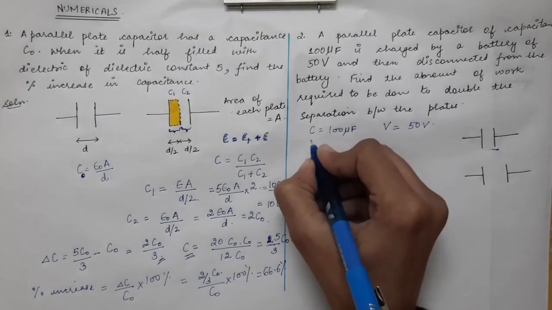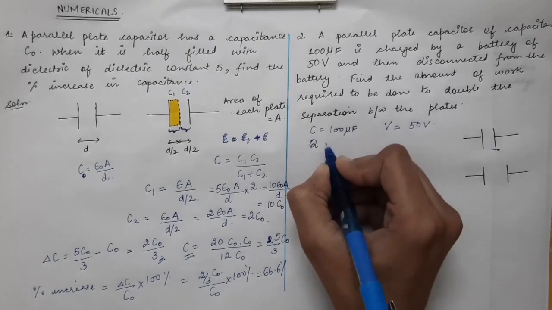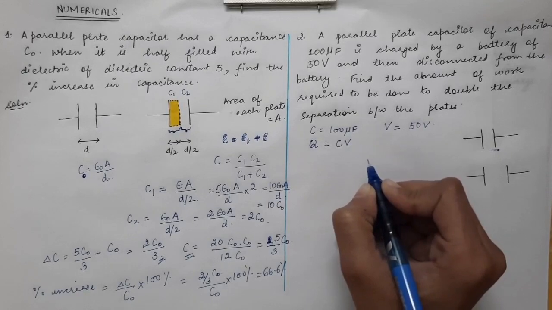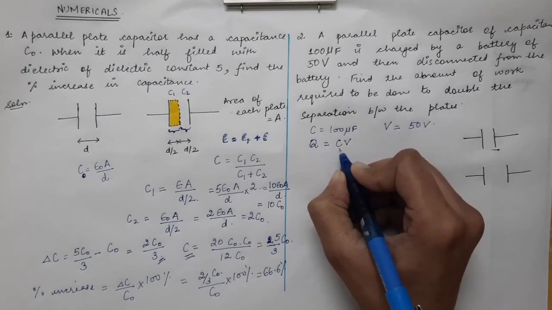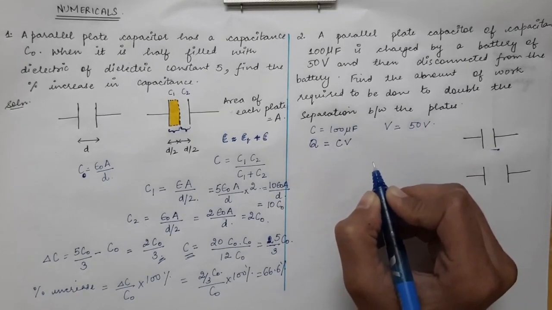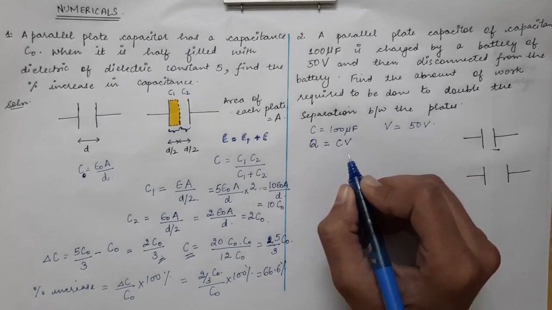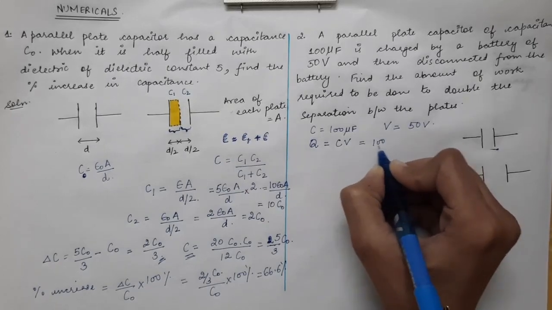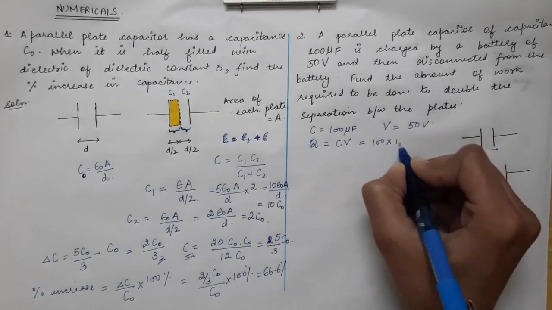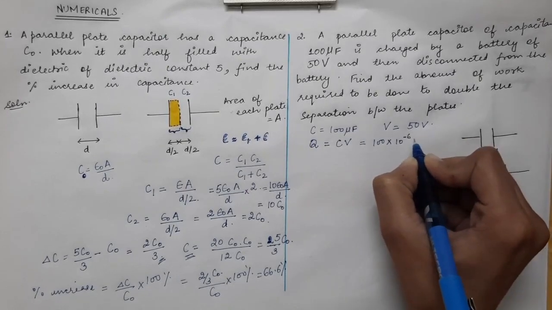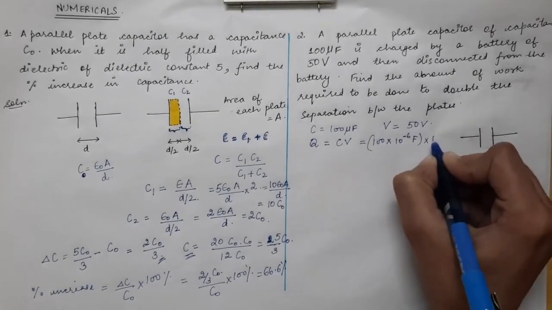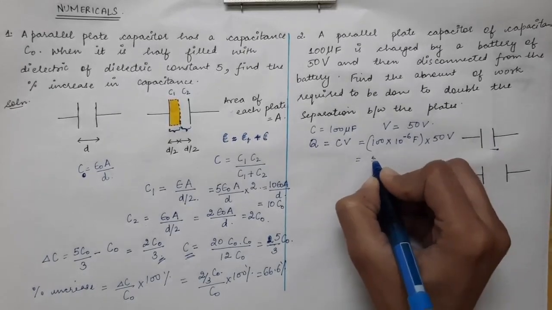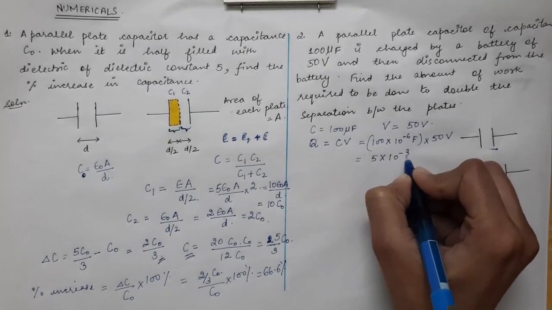plate. The charge present on each plate will be equal to, the formula of charge is Q is equal to C into V. This we already know. So the capacitance of the capacitor into the potential difference between the plates will give us the amount of charge present on each plate. So this will come out to be equal to 100 microfarad. Microfarad can be written as into 10 power minus 6 farad into the potential difference, which is 50 volt, and you will calculate it and it will come out to be 5 into 10 power minus 3 coulomb.